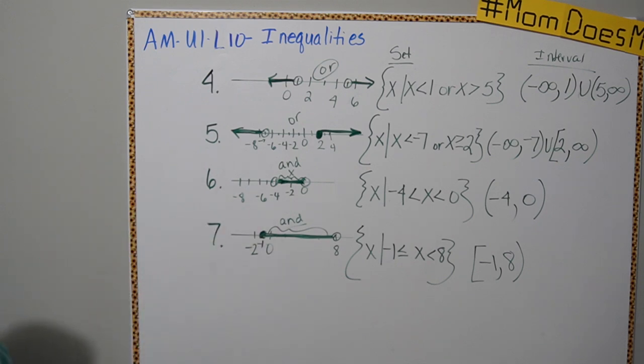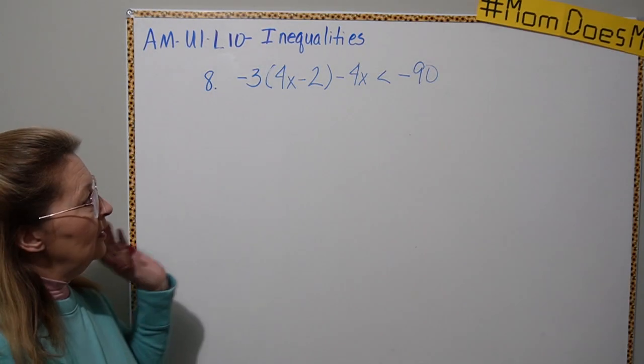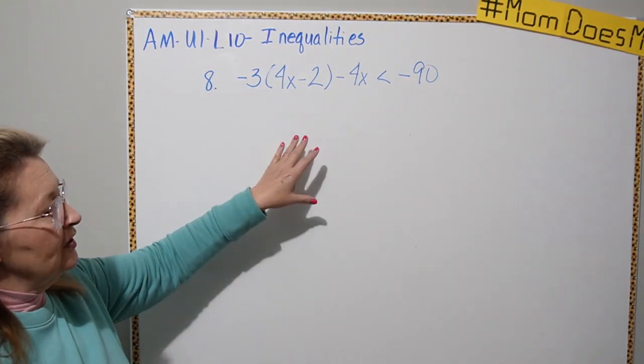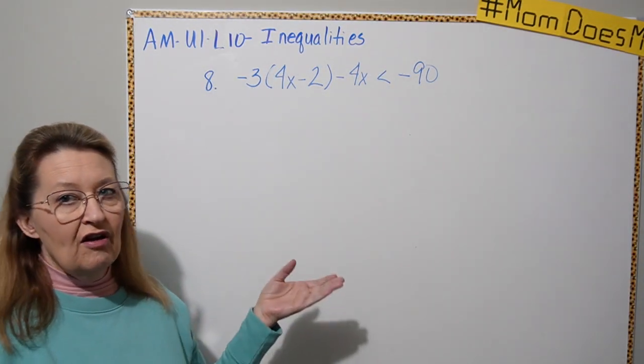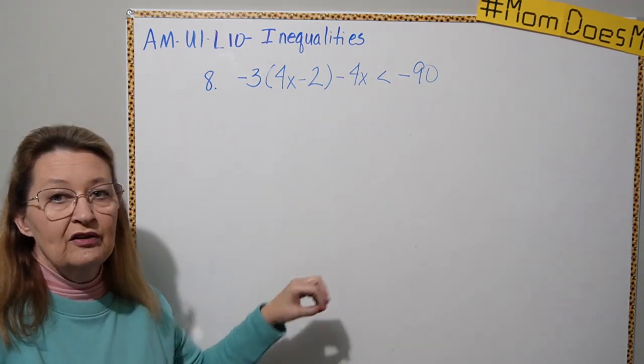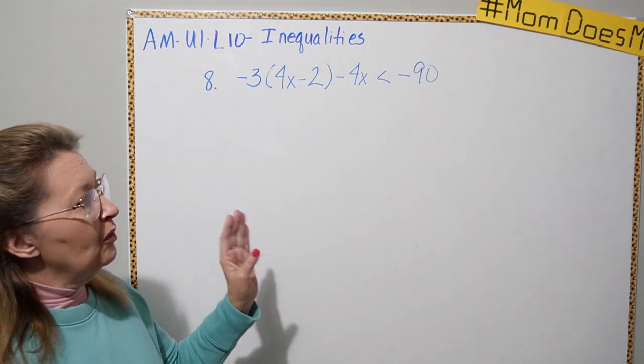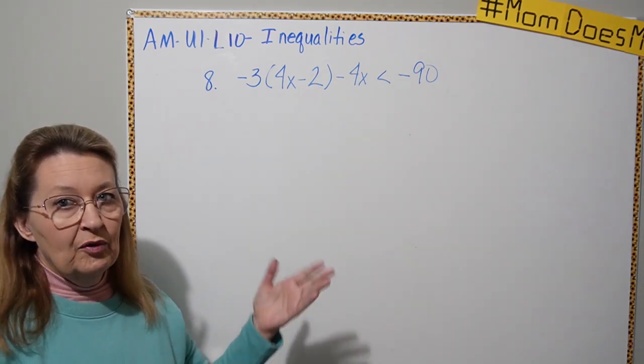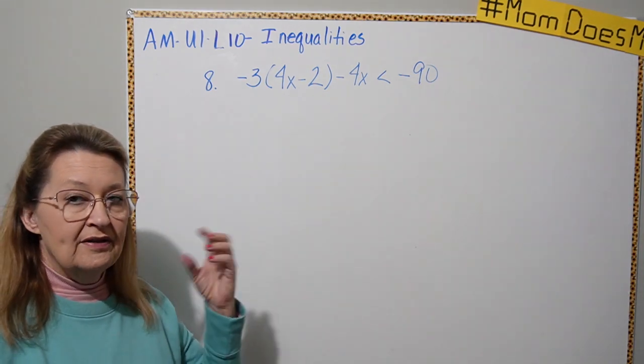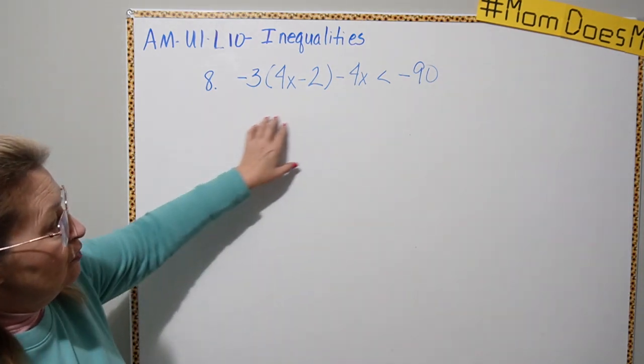Now let's just solve some inequalities, and we are going to graph them. We're going to write them in set notation and in interval notation. The thing you want to always remember when you're solving inequalities is they're just like solving linear equations or regular equations, except for one thing. If you multiply or divide by a negative number, you have to flip your sign. Okay, so be sure and remember that. So let's just get started.